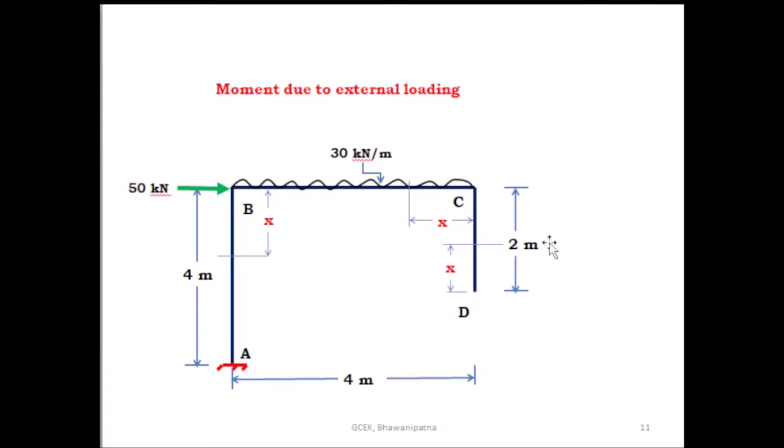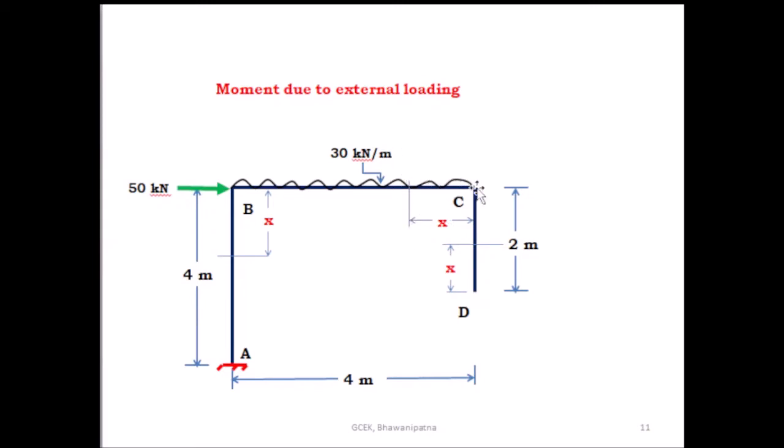Let us take a section at a distance x from D. So what is the moment here? Because on this span CD there is no load, the moment here is equal to 0. Then take on the span BC one section at a distance x from the support C. Then what is the moment on this section?